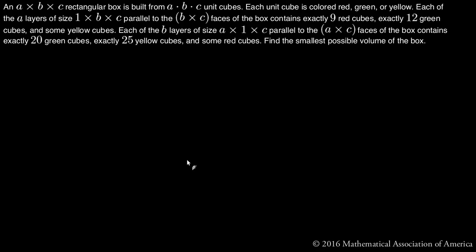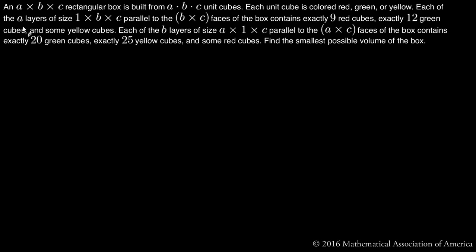And the fun keeps coming with another AIME problem. 2016 AIME 2, question 4. An A by B by C rectangular box is built from A times B times C unit cubes. Each unit cube is colored red, green, or yellow.